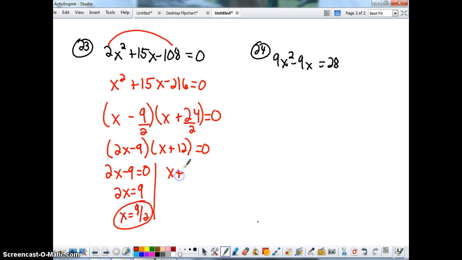Next one, x plus 12 is set equal to 0. Subtract your 12, and you get x is equal to negative 12.